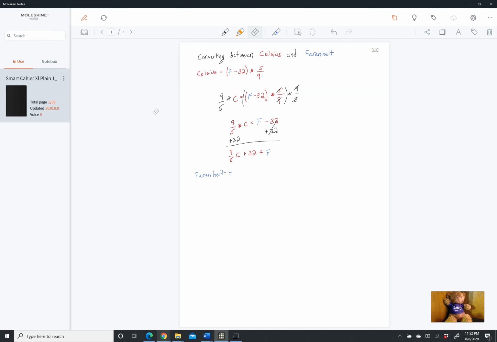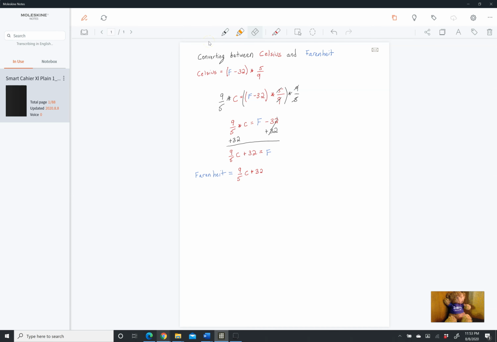So the temperature in Fahrenheit is just (9/5) times C plus 32. Okay, so now we have our two formulas, so let's just apply it.